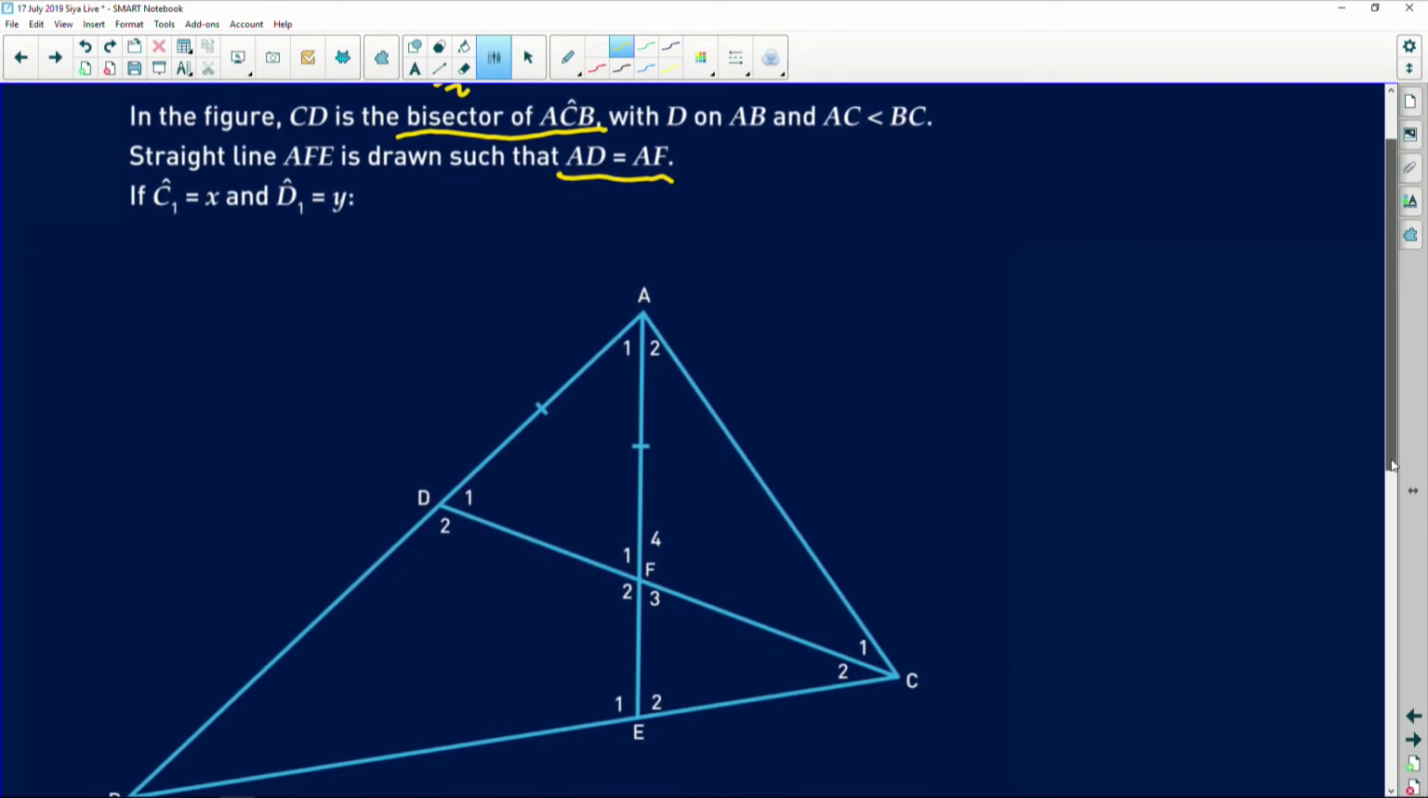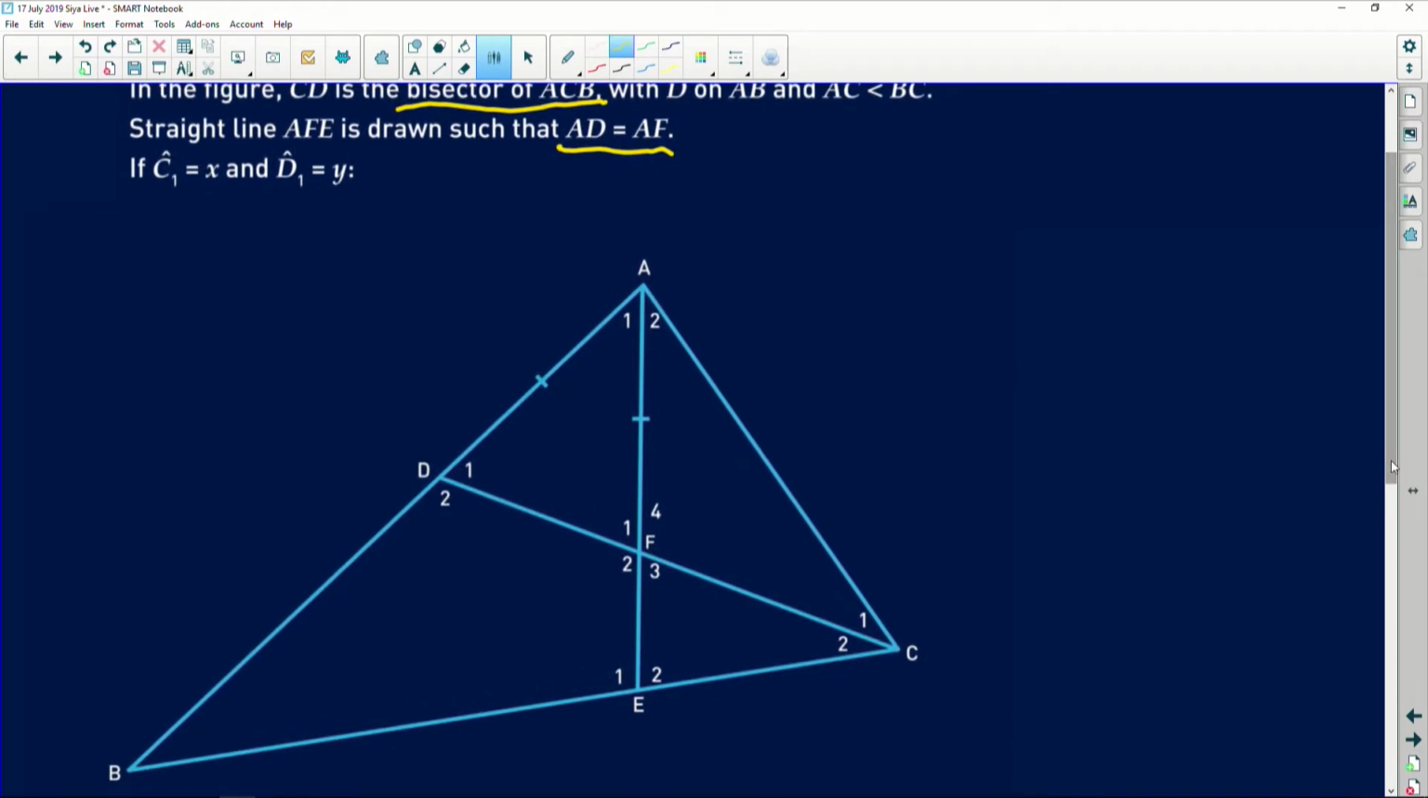So we're told that AD is equal to AF. So it means this angle here, as this side and that side are equal to each other, as you can see on the diagram. And I'm given that D1 is equal to Y, it would then mean that F1 is also equal to Y. If that is the case, it also means that F3 is equal to Y. Why? Because it's vertically opposite angles.